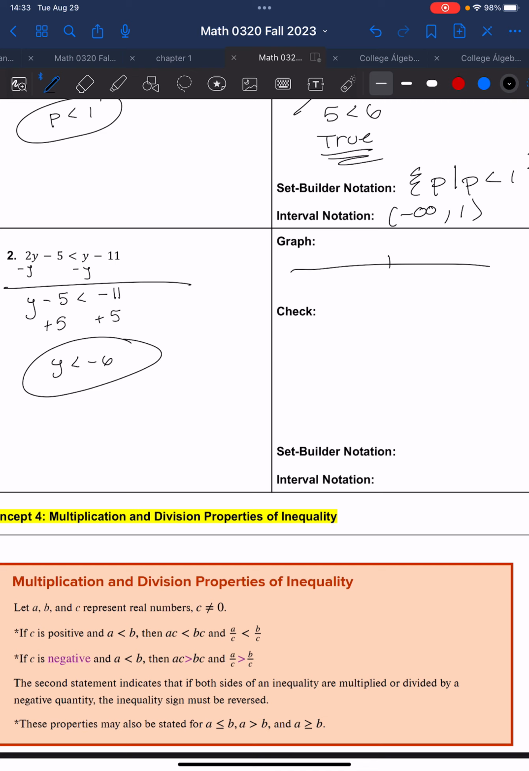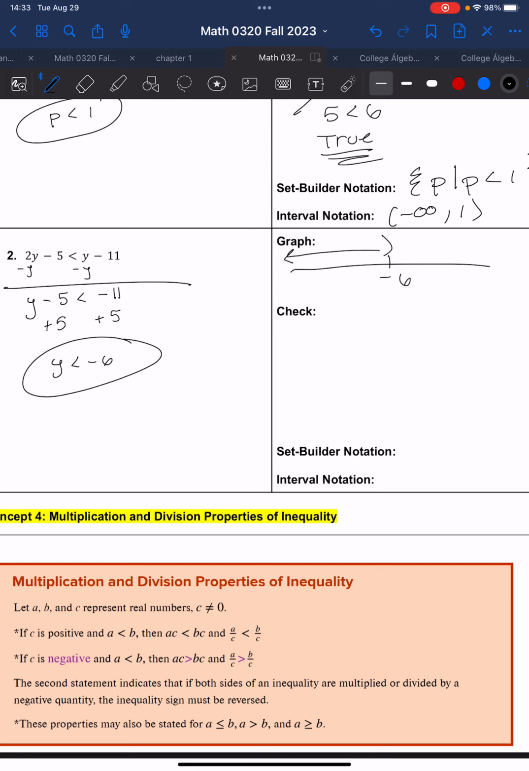Drawing my graph, I plot my negative 6. And then I have y is less than, so I'm going to go to the left. And since it's just less than, it's going to be a parenthesis.